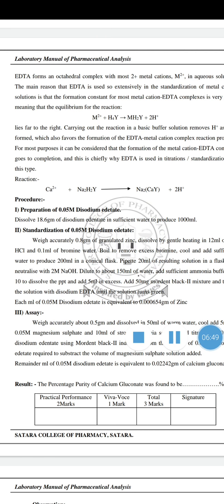After calculating the percentage purity of calcium gluconate, the value of this calculation is put into the result.